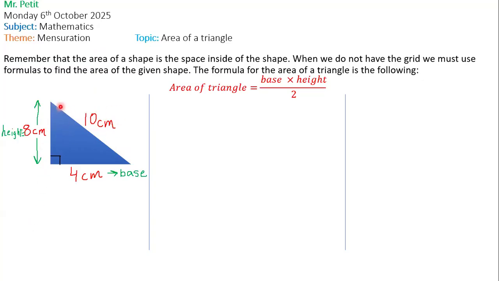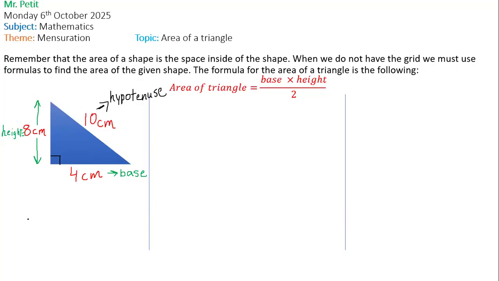Anyone know the fancy name for this side? There's a fancy name for the longest side in a right angle triangle. Hypotenuse. Very good, hypotenuse. So 10 centimeters would be the hypotenuse. It's the longest side.